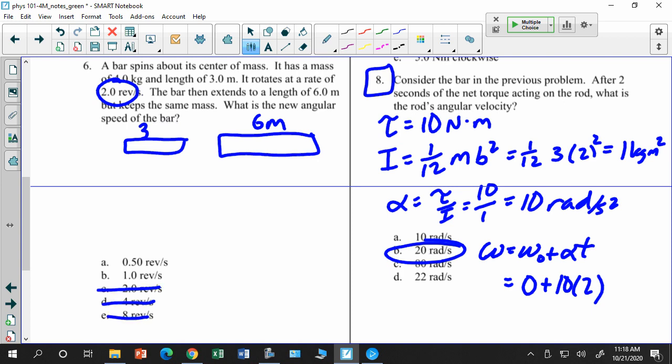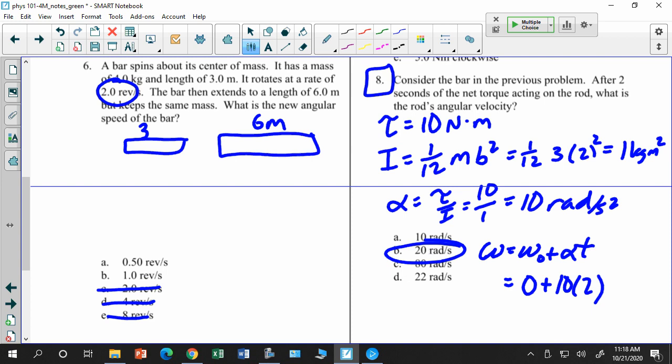I know it's going to slow down just thinking about the figure skater or the dancer. When they put their arms out, that causes them to slow down. Or when you're on a merry-go-round and you're in the center spinning, and then you move out to the edge, that makes it slow down. It slows down quite a lot. So it is going to slow down to either 0.5 or 1.